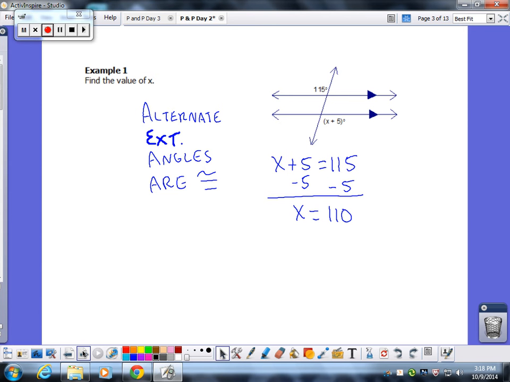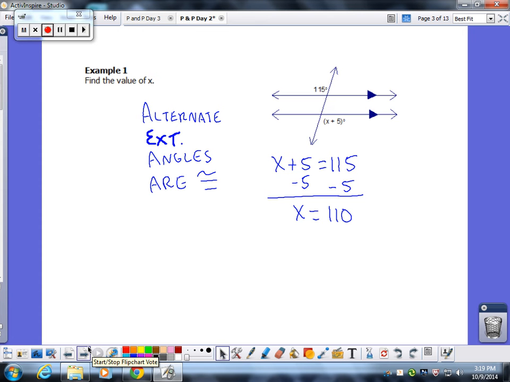In this example, alternate exterior angles are always congruent. Same with alternate interior angles and corresponding angles. Those are always going to all be congruent. Consecutive interior angles are going to be supplementary. They're going to add up to 180.